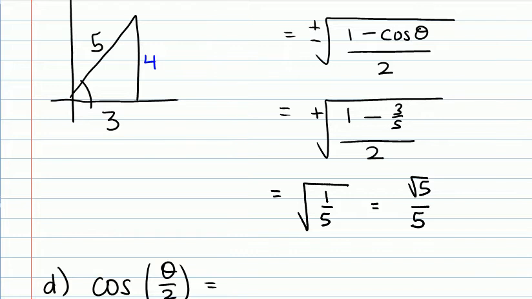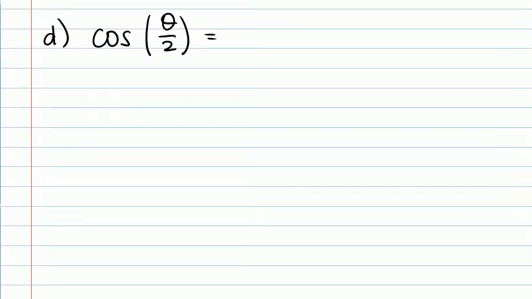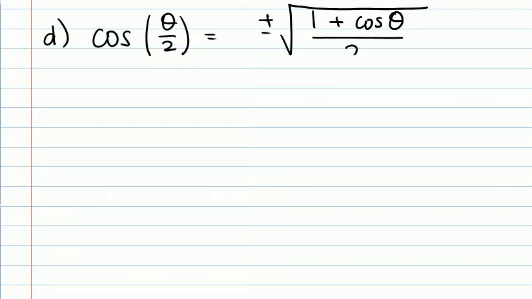For part D, the cosine of theta over 2, again, it starts out as plus or minus the square root of 1 plus the cosine of theta, over 2. Again, it's a choice. We're still in the first quadrant. Cosine is positive in the first quadrant, so it will be the positive answer.